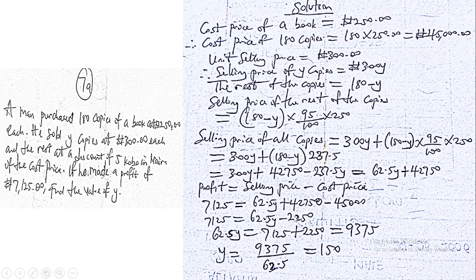Then if you collect like terms, that means take this one to the other side, so we have 62.5Y equals 7,125 plus 2,250, which if you add together will give us 9,375. Then if you divide both sides by 62.5, that will give us Y equals 150. So the value of Y, as you were asked to find, is 150. That's the solution to question number 7A on profit and loss.